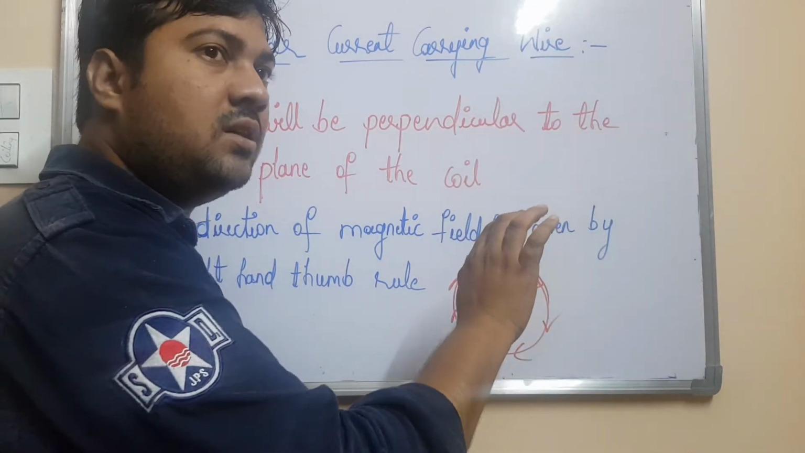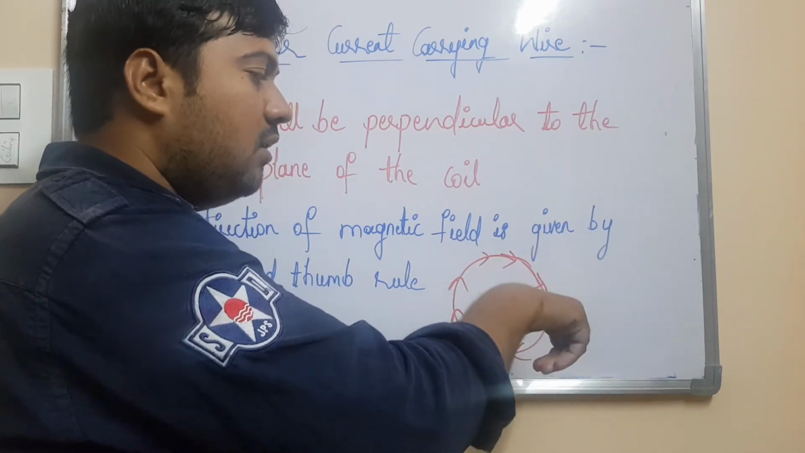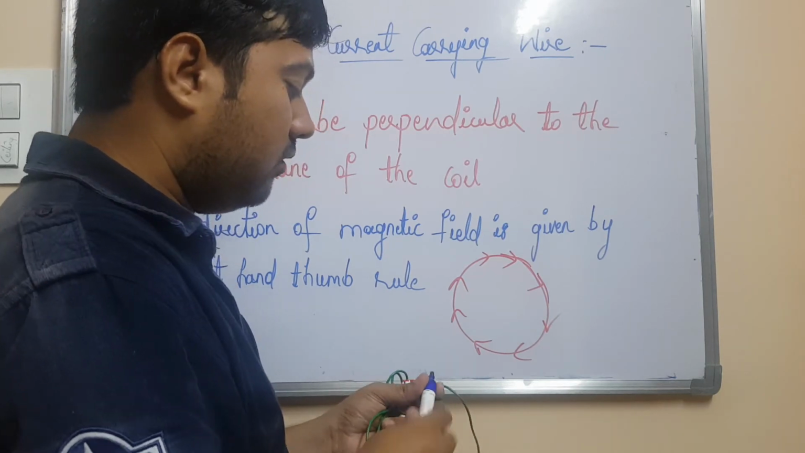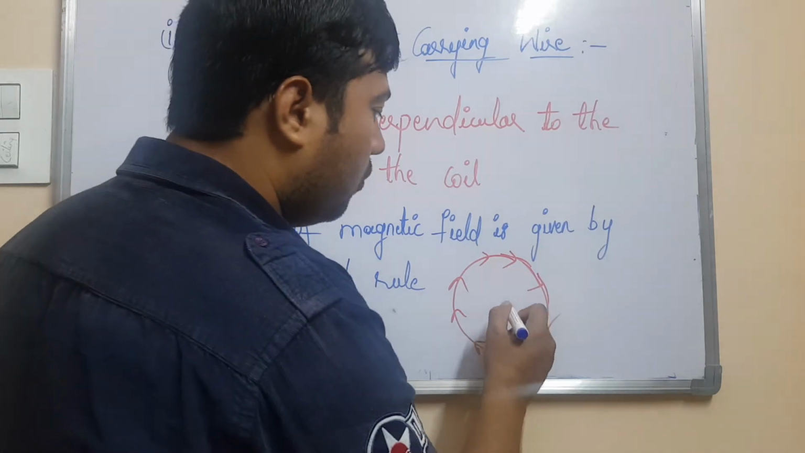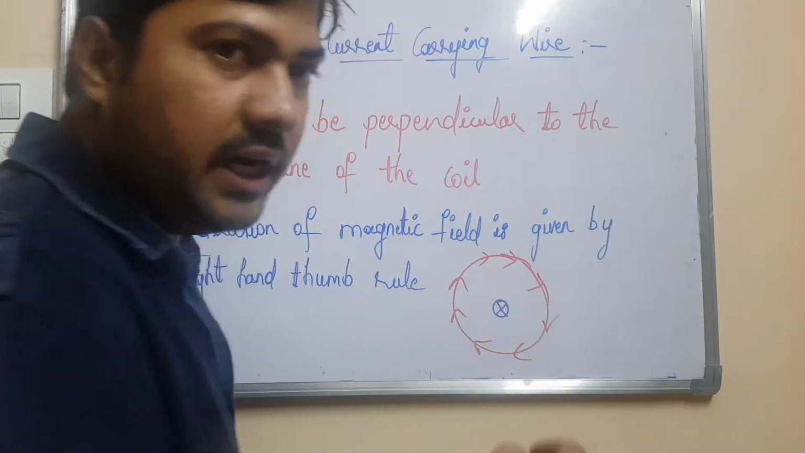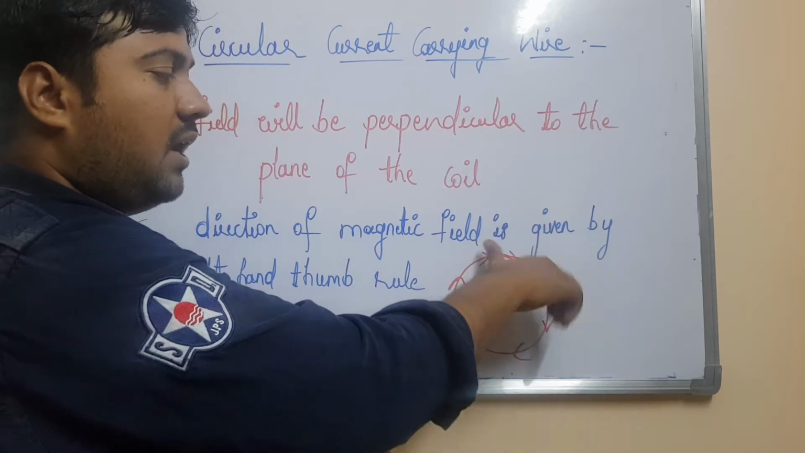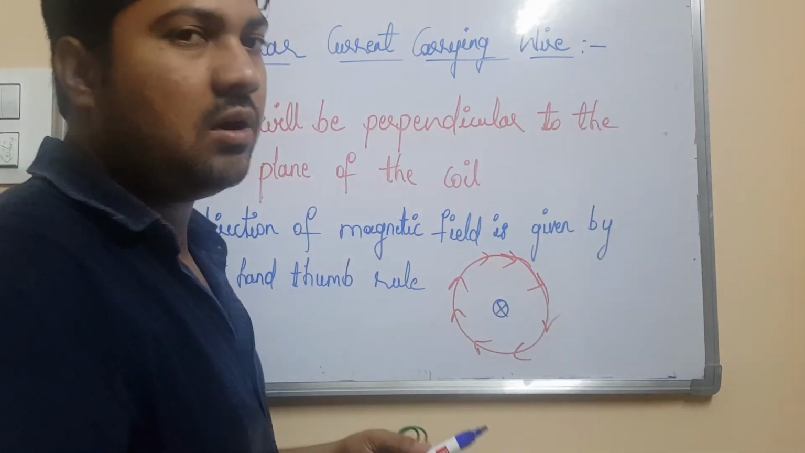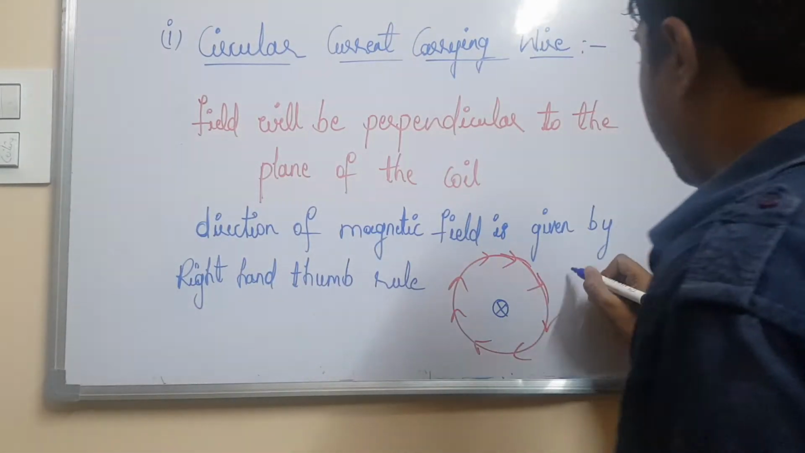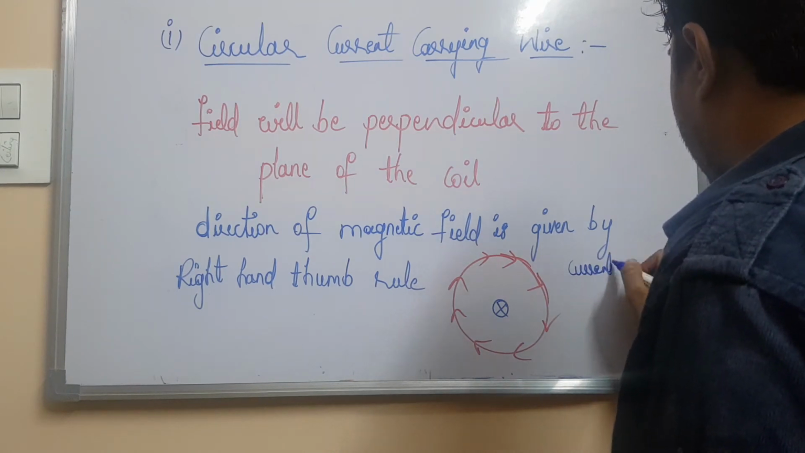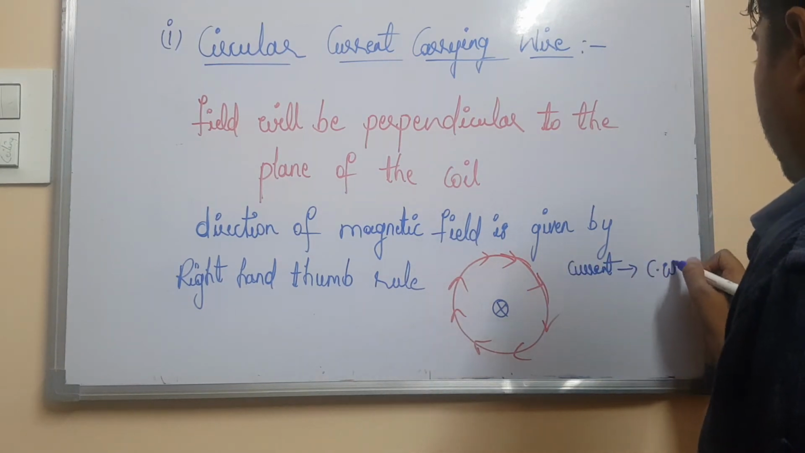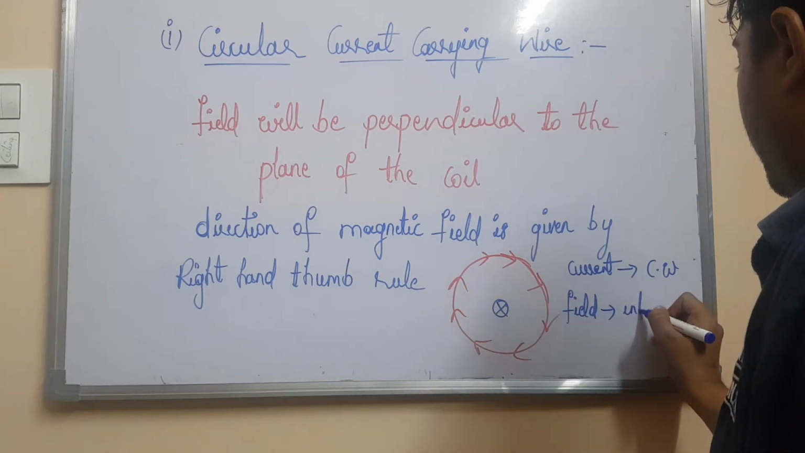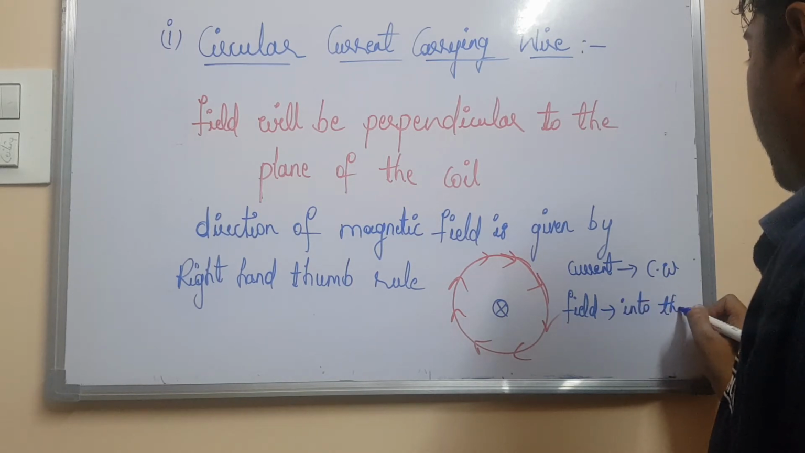Here fingers are closed in the direction of the current, so thumb is pointing inside, so magnetic field will be into the board. So when we close fingers in the direction of the current, whatever the direction thumb is pointing, that will be the direction of magnetic field. So here current is clockwise, then magnetic field is into the board or into the paper.